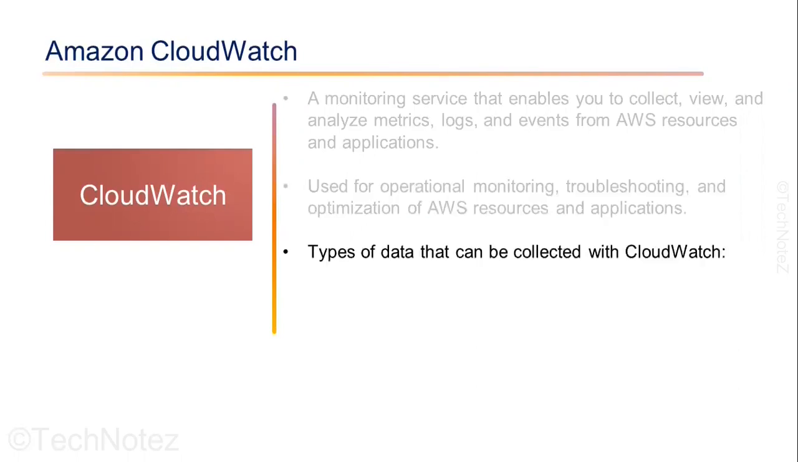There are different types of data that can be collected with CloudWatch. Metrics are data related to the performance and behavior of AWS resources such as CPU utilization, network traffic, and disk usage. Logs are events and messages generated by AWS resources and applications. Events are data related to the changes and events that occur within your AWS resources and applications. CloudWatch records all this data for your applications and resources.